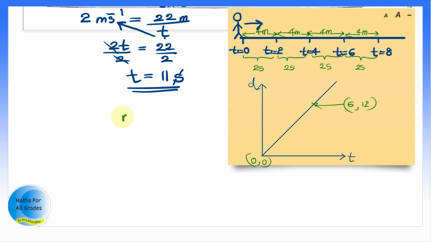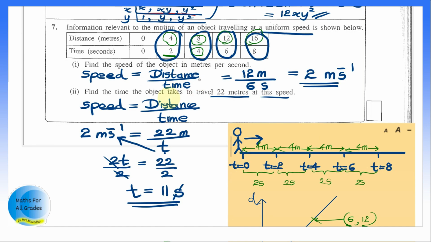To find the gradient, we divide the y coordinate by the x coordinate. So 12 divided by 6. This gradient gives you the velocity of this object. So this is what we have done here. Once you understand the basic concepts, you don't have to remember this formula forcefully. The gradient of this graph gives the speed.